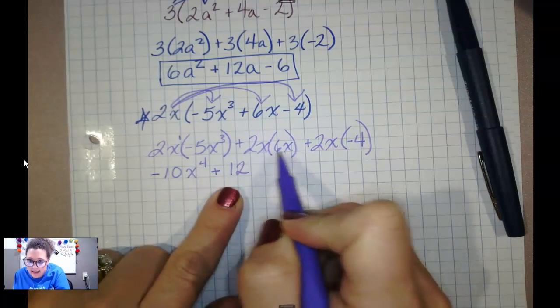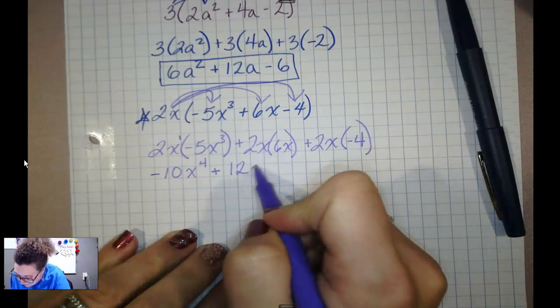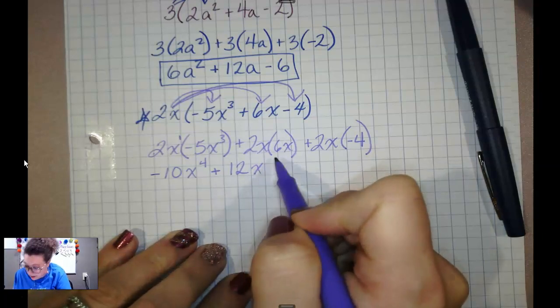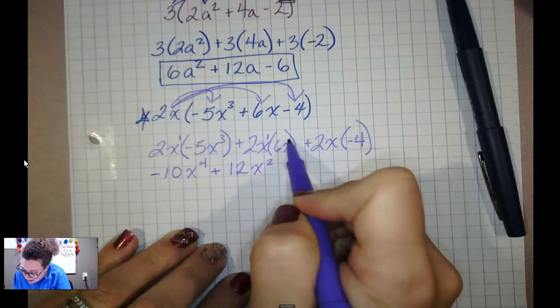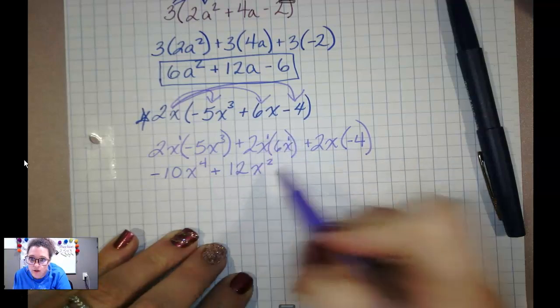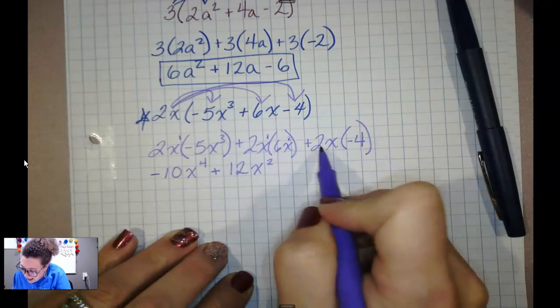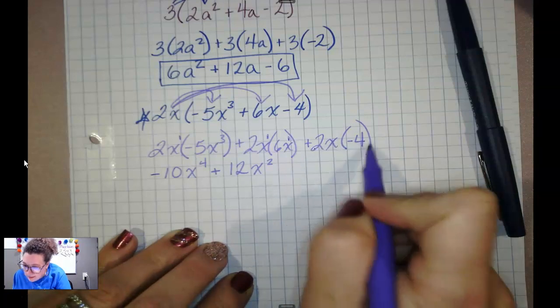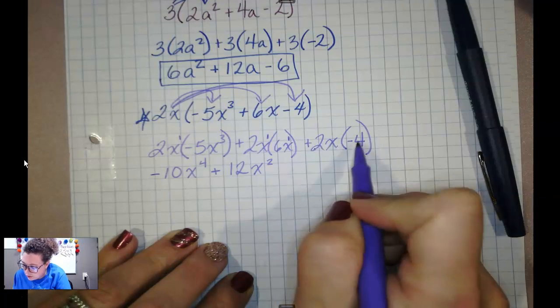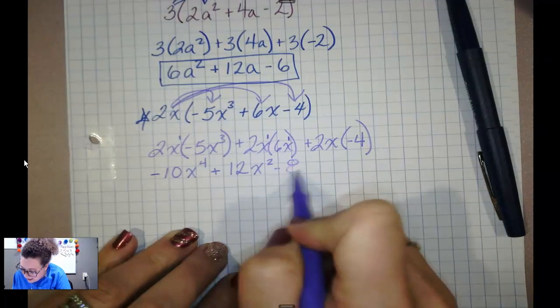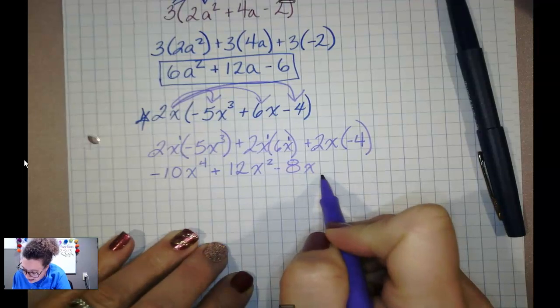And then x times x is x squared. Not 2x, but it's x squared. Because again, invisible 1, 1 plus 1 is 2. And then finally, 2x times negative 4. Notice there's no x at the end of here, so it's just going to have the 1x. So 2 times negative 4 is negative 8, and it's going to be negative 8x.